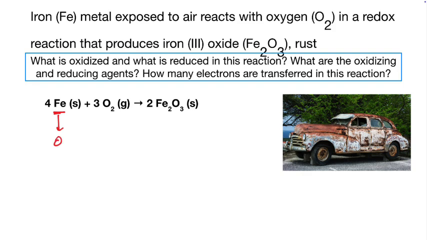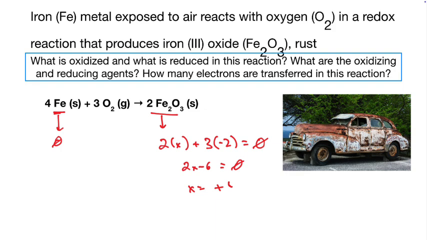Fe is going to have a 0 oxidation state in the elemental state. When I look at the products, first I'll go longhand. I would have 2 times X plus 3 times, since I know oxygen will always be a -2 in a compound, has to equal the overall charge of 0. 2x minus 6 equals 0. I get x equals plus 3, not 4.